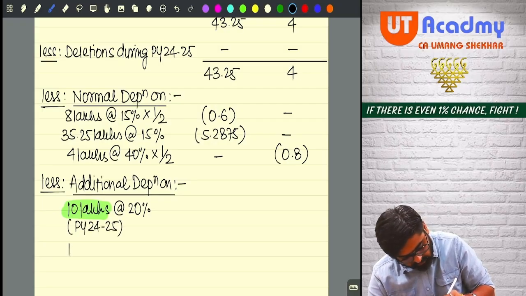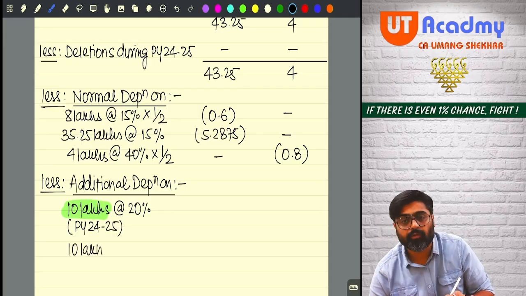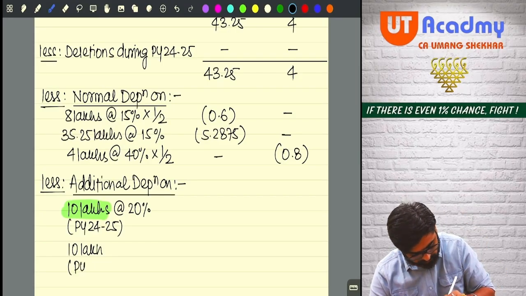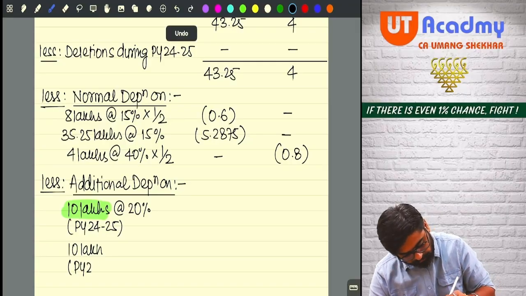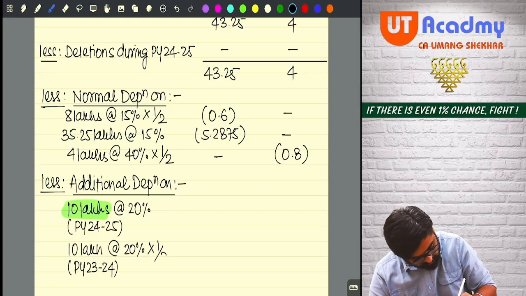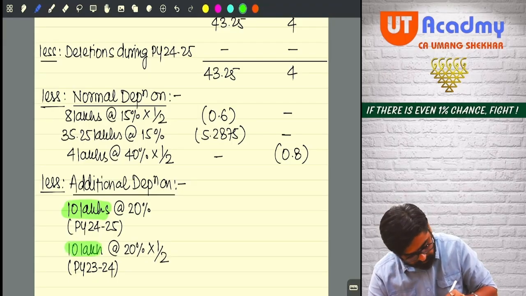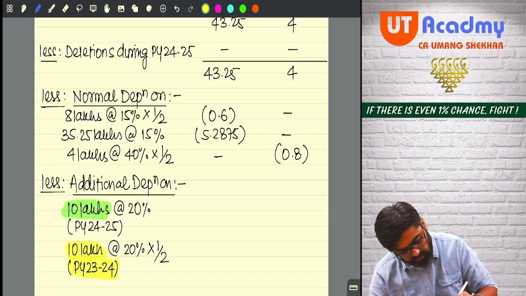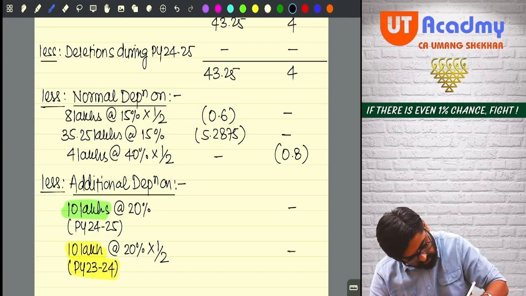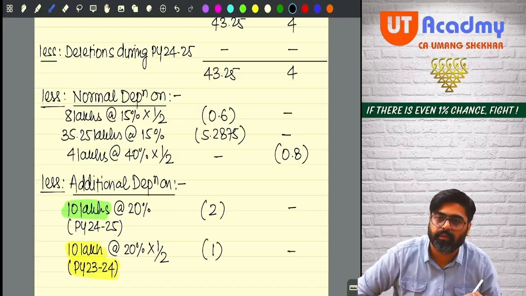And one more 10 lakh. Cost of one more plant and machinery was 10 lakh, which was purchased in last year, meaning previous year 23-24. On that you claimed half in the last year, half you will claim in this year. This is very, very, very important, this part. Okay. Now tell me. Here it will be dash, here it will be dash. Here it will be 2 lakhs and here it will be 1 lakh. Got it, sir?